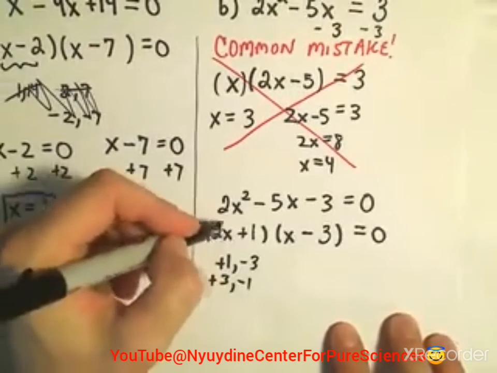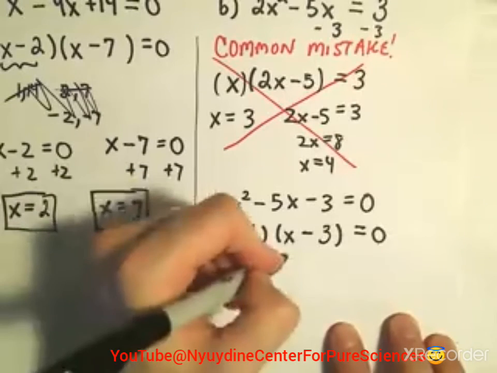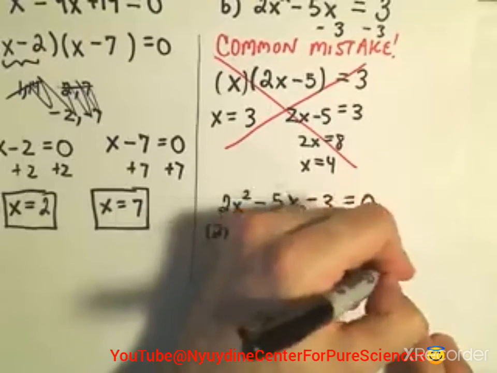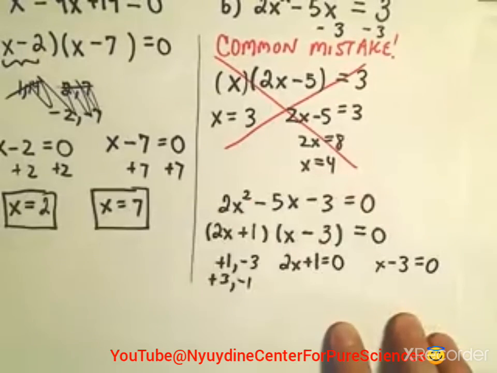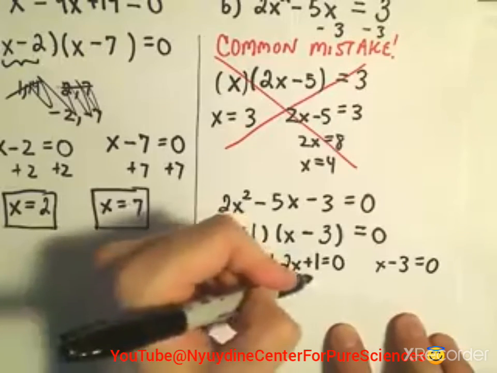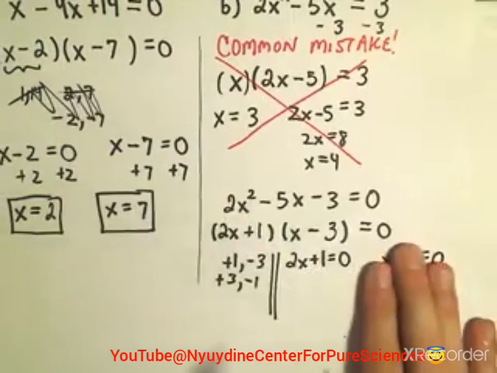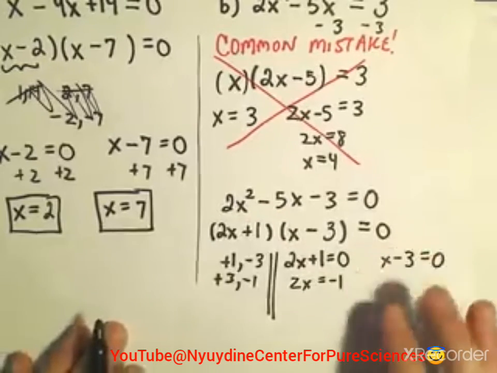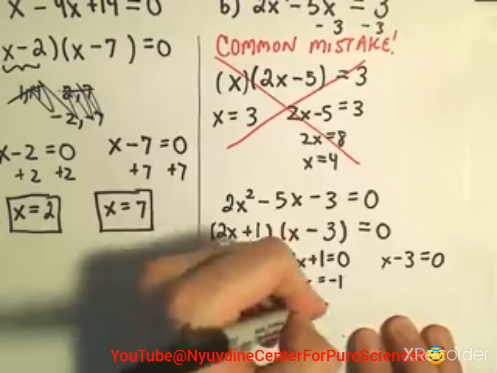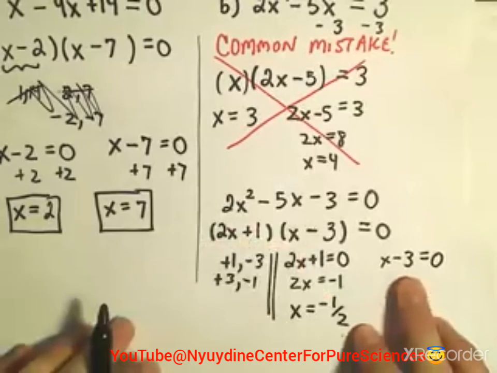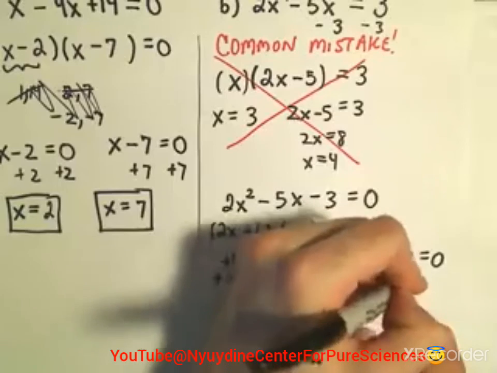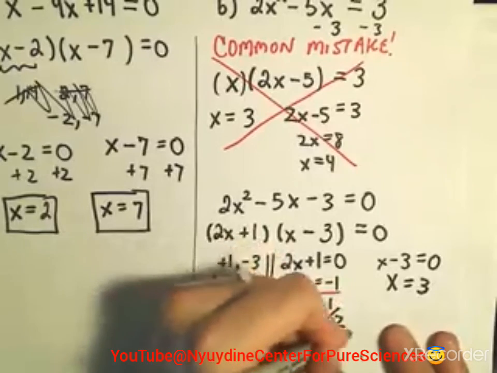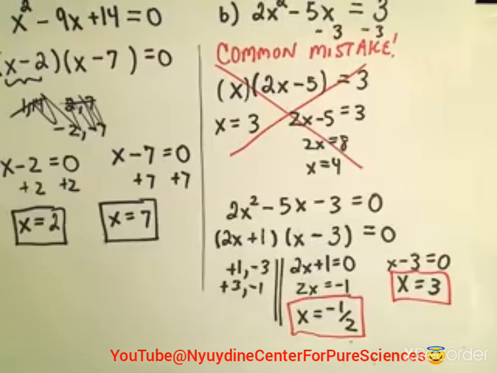So same idea. I take each little set of parentheses, set it equal to 0, and then I just solve those resulting linear equations in these cases. So I would subtract 1 from both sides on my first equation. So I would get 2x equals negative 1. And then I would divide both sides by 2. And I would get x equals negative 1/2 as one of my solutions. For the other one, I would simply add 3 and get x equals positive 3. And I've got my two solutions to that original quadratic equation.